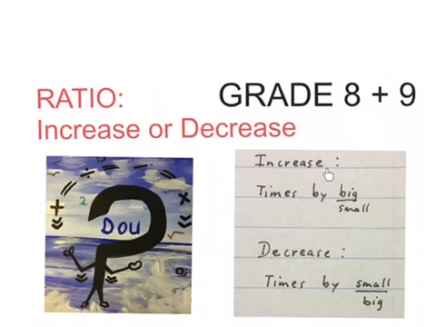If you increase something in a certain ratio, you put the big over the small. If you decrease something, you put the small over the big. Easier to remember: if you increase, big at the top; decrease, small at the top.